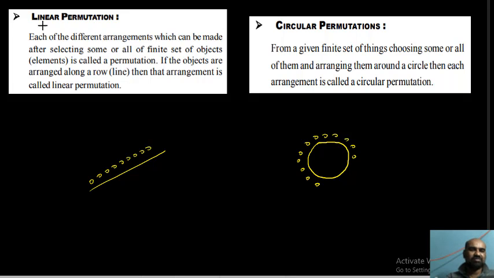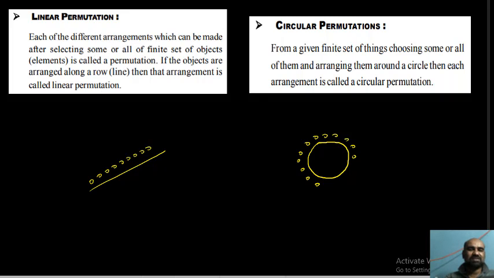So here it is clearly given, listen students: each of the different arrangements which can be made after selecting some or all of a finite set of objects is called permutation. If the objects are arranged along a row, then that arrangement is called linear permutation. So the definition of permutation is given, and the definition of linear permutation is given. So what is happening here?